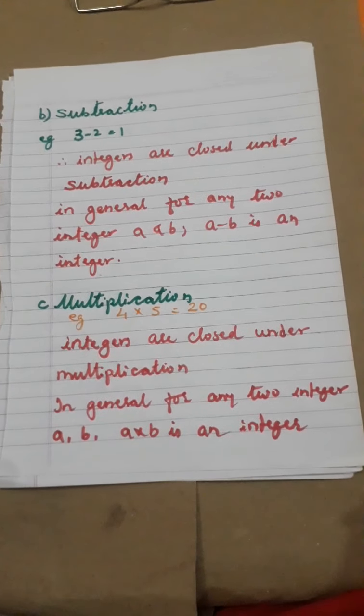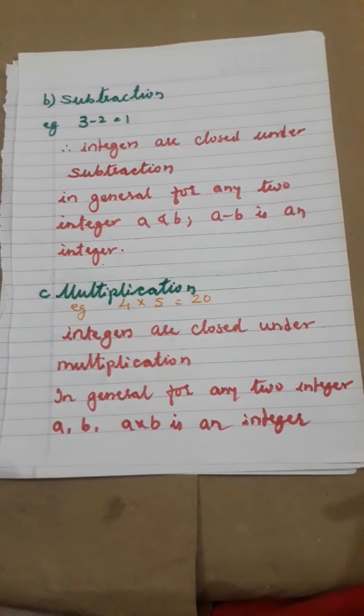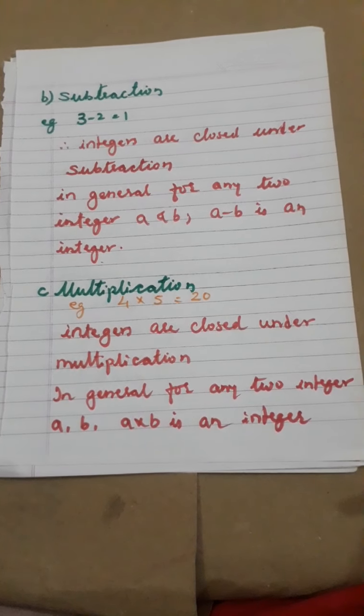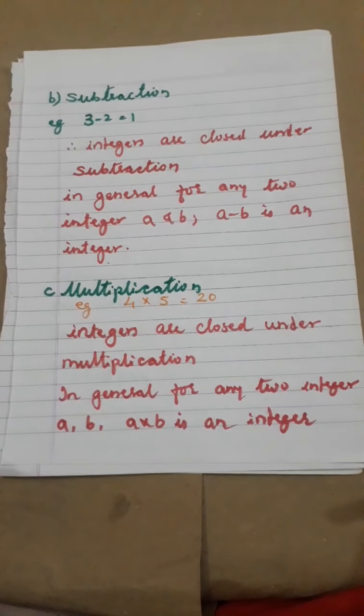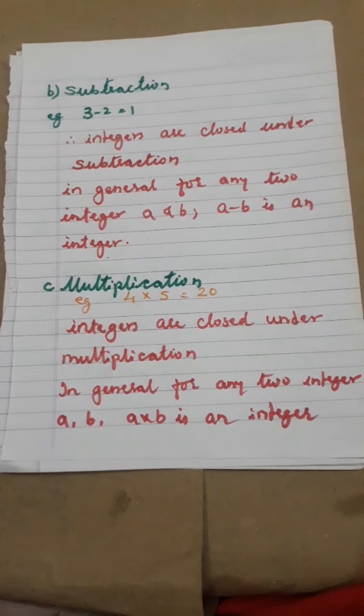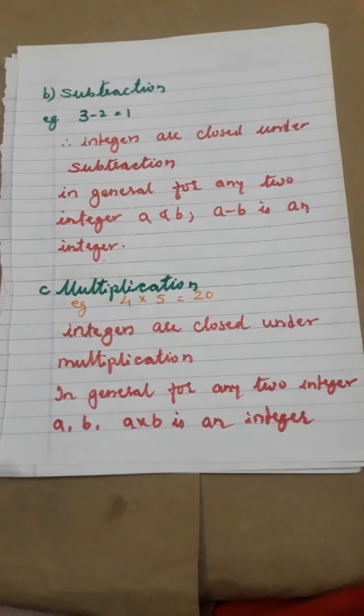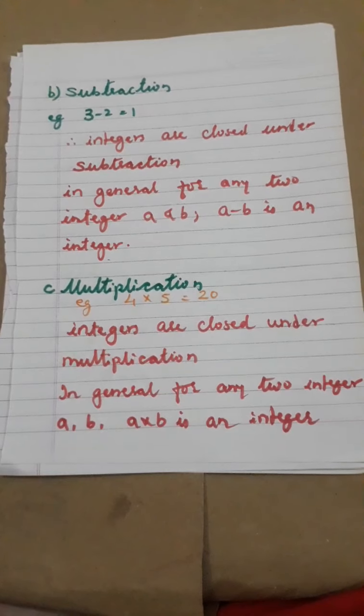Let's go with the next sign, subtraction. So let's take two integers and subtract them. So 3 minus 2 gives you 1. So 1 is an integer. So integers are closed under subtraction. In general, for any two integers a and b, a minus b is an integer.